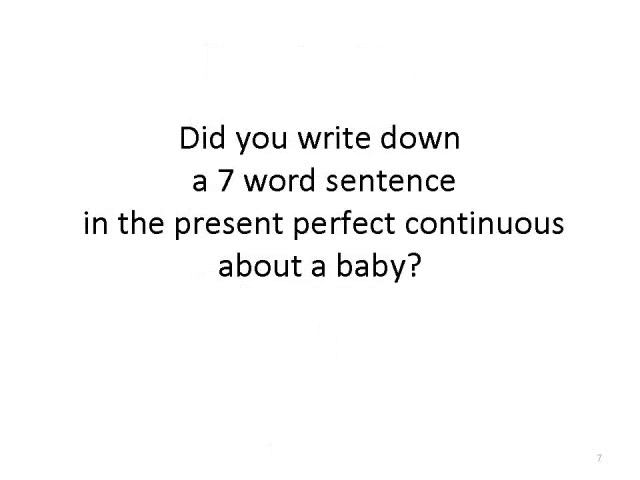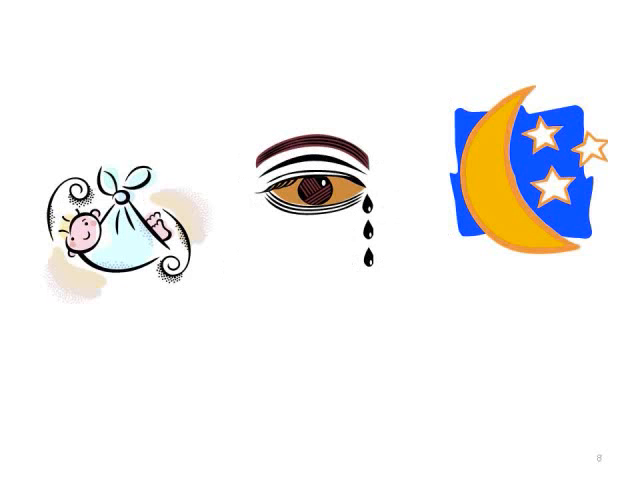Did you write down a 7-word sentence in the present perfect continuous about a baby? As we go through these PowerPoint presentations, you're going to notice a lot of things about the way English pronunciation functions. One of the first things I want you to notice is that there are 3 parts to this sentence. The baby's been crying all night.